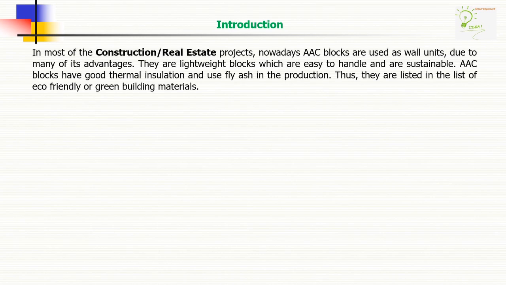In most of the residential structures, nowadays AAC blocks are used as wall units due to many of its advantages. They are lightweight blocks which are easy to handle and are sustainable. AAC blocks have good thermal insulation and use fly ash in the production. Thus, they are listed in the list of eco-friendly or green building materials.